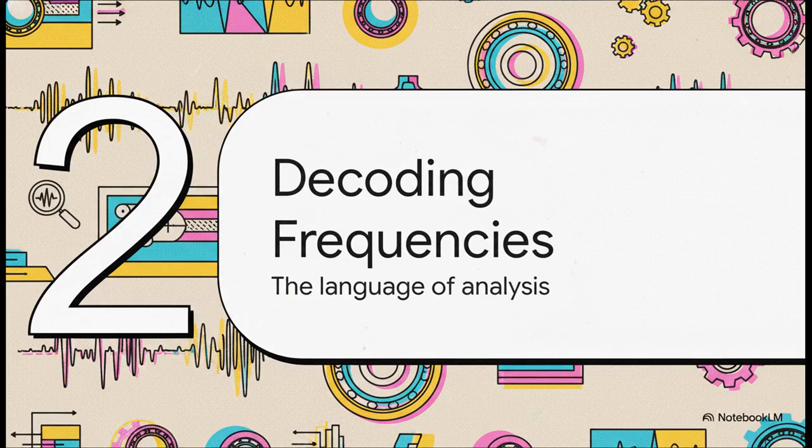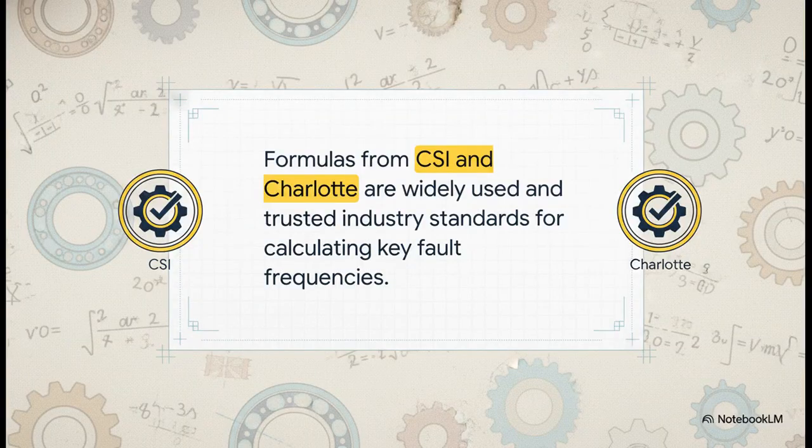So, if these sneaky faults are hiding, how in the world do we find them? Well, that brings us right to our second section. Here, we're going to decode the fundamental language of bearing analysis. This is where we learn to translate those unique, hidden vibration signals into specific, identifiable faults. Now, the good news is we are not going into this blind. We have some really powerful tools at our disposal. You've got formulas from industry leaders like CSI and Charlotte. These are the trusted standards, the go-tos. They give us a super reliable mathematical basis for figuring out exactly what frequency to look for when a specific part of a bearing starts to go.